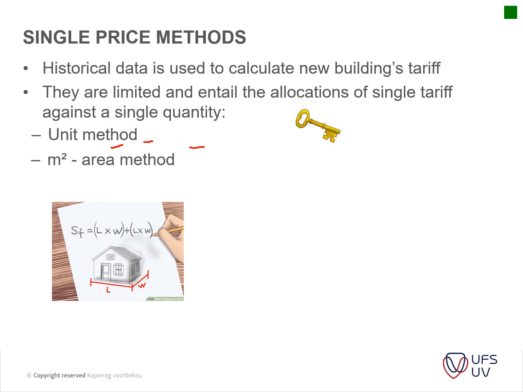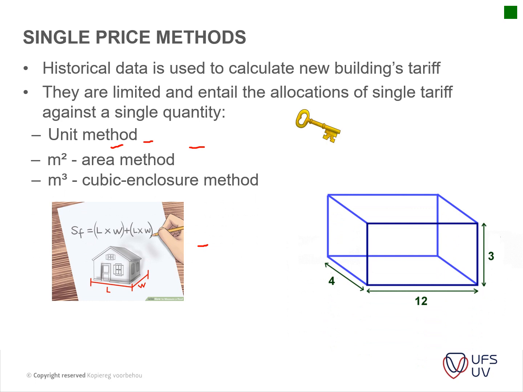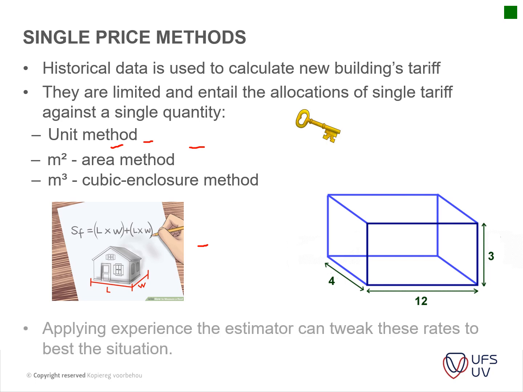Then you've got your area method, the one most commonly used. You work out the area, you times that area with a rate per square meter. Then you've got your cube method, which is basically the same. You take your cube rate from a historical building and you apply it to the new cube interior that you actually use. Applying experience is very important. Okay, so this is for your task 1 that I'm going to look at. You need to tweak your rates for the situation.